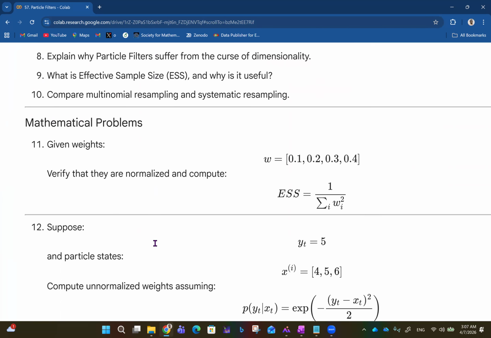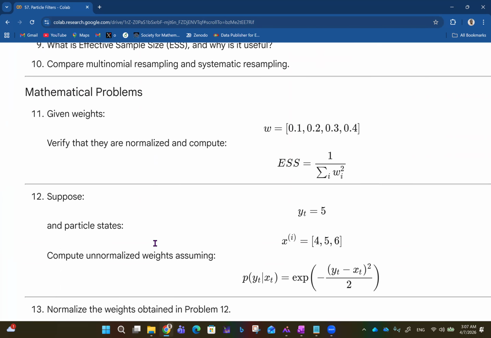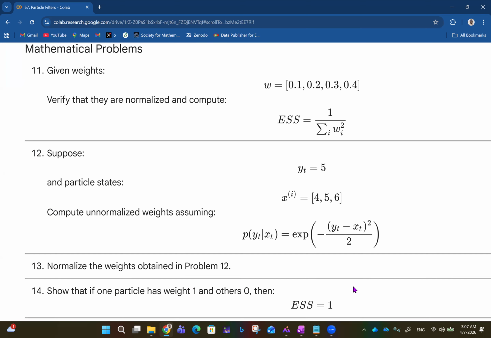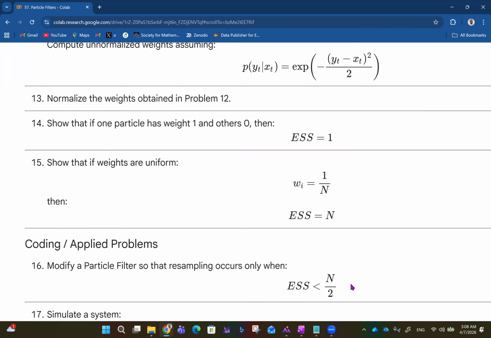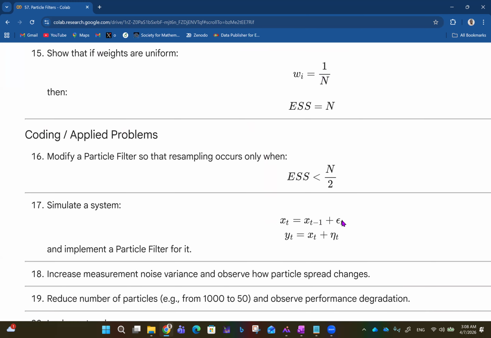And here we have some mathematical problems. Given this, verify they are normalized and compute. So you can do the normalization kind of thing we did the other time. That's literally what we even did. Then suppose y_t is 5 and particle states are 4, 5, 6, and so on. So compute unnormalized weights, assuming this expression here. Then normalize the weights obtained in 12. Show that if one particle has weight 1 and others 0, then ESS is equal to 1. Then show that if weights are uniform, w_i is 1 over n, and then ESS is n actually. So that's summing it all up.